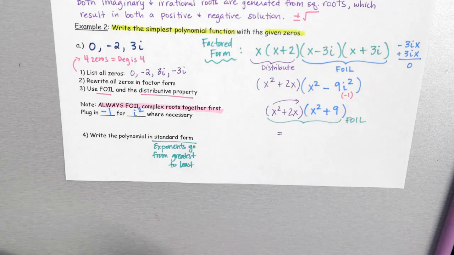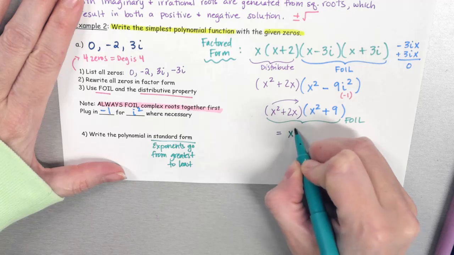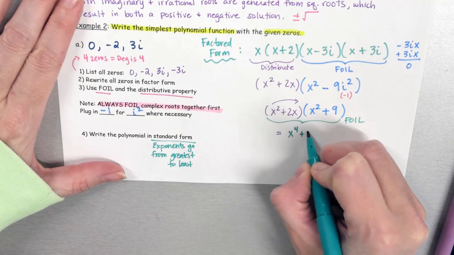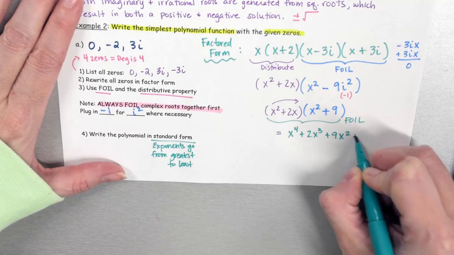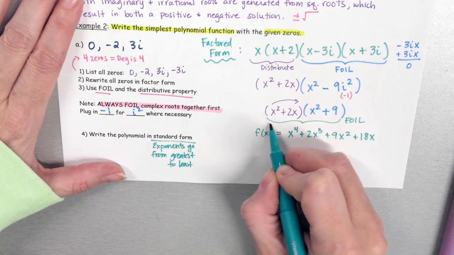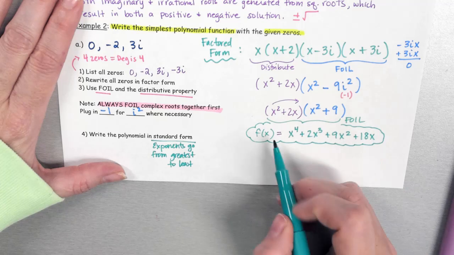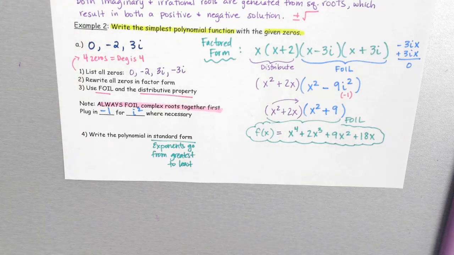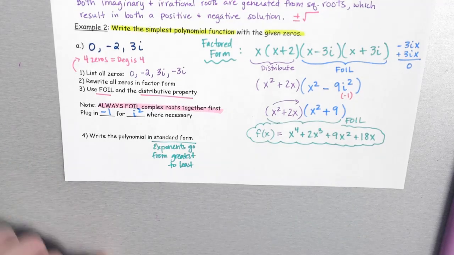So you guys remember I like to FOIL, and it works out pretty nicely in this one. X squared times x squared is x to the 4th. If I do the inside, I'll get 2x cubed. The outside is 9x squared plus 18x, and then I do have that in standard form. So f of x equals x to the 4th plus 2x cubed minus 9x squared plus 18x. That should be your final answer there. Okay, so make sure you flip-flop those if you need to so that it is in standard form.